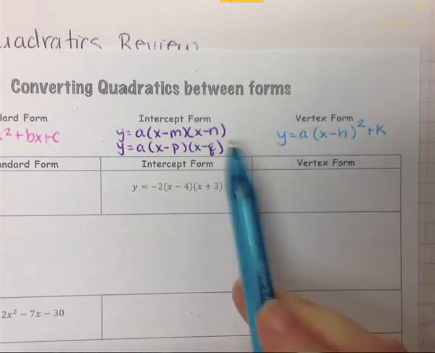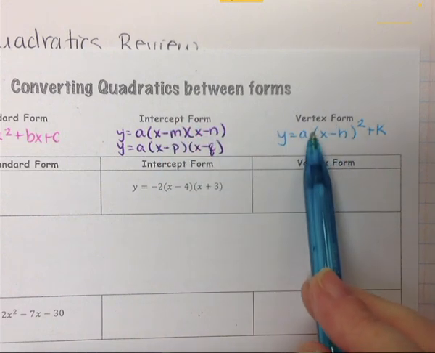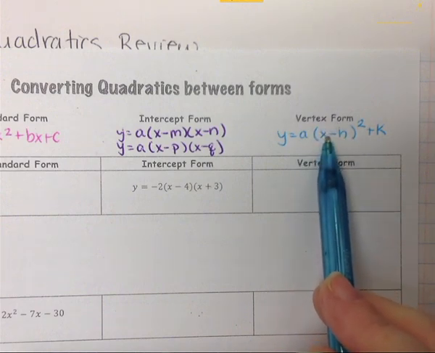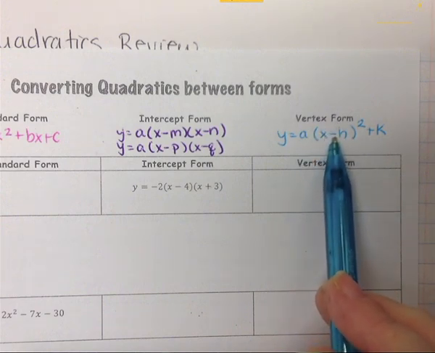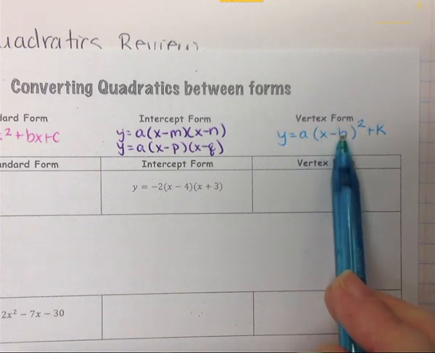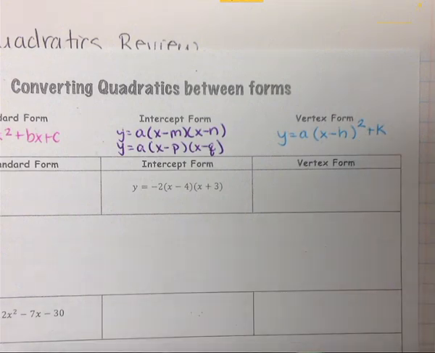The h value is just like if we were to use intercept form. We would set the inside of the parentheses equal to 0 and solve for x. So we will generally end up changing the sign on whatever is inside of it, change the h, but we will keep that k value for the y of our vertex.